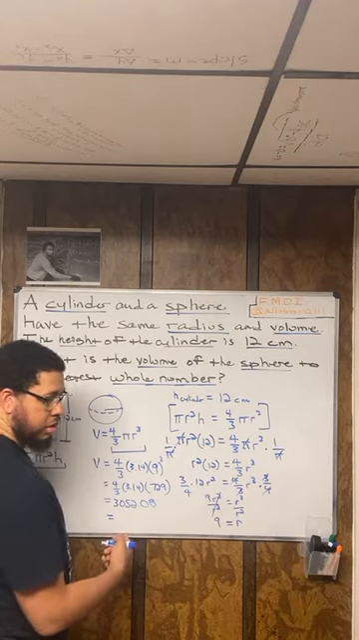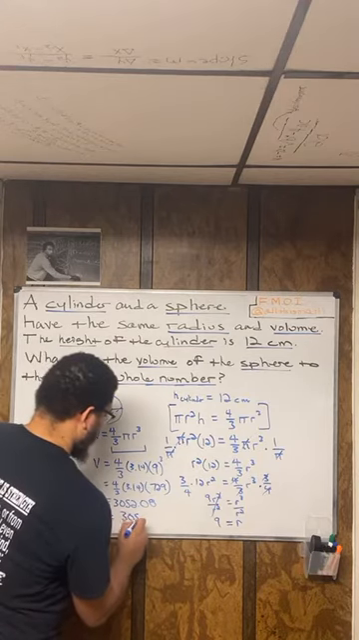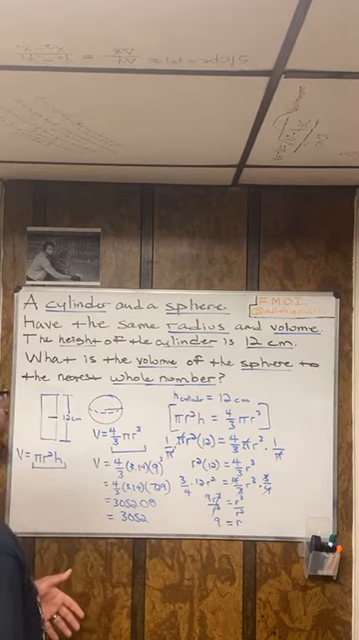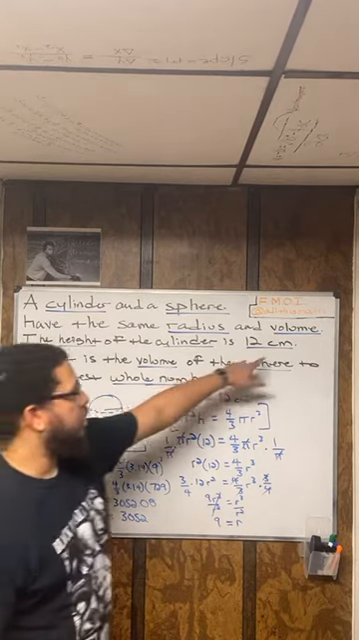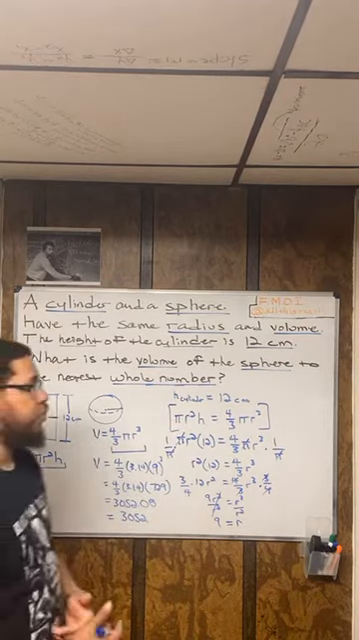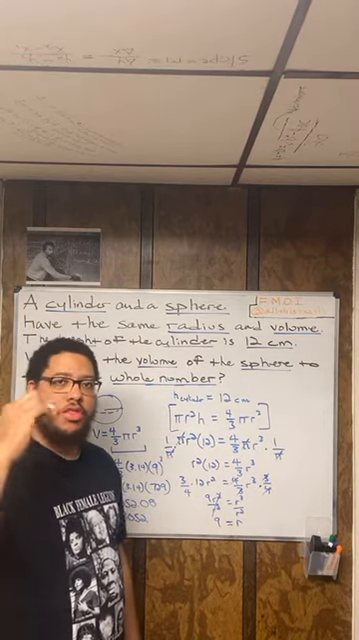That's good? So we got 3,052. Now, we need units, though. We need units. We can't just leave it as 3,052. Our units are centimeters. And whenever we deal with volume, our units are to the third power.